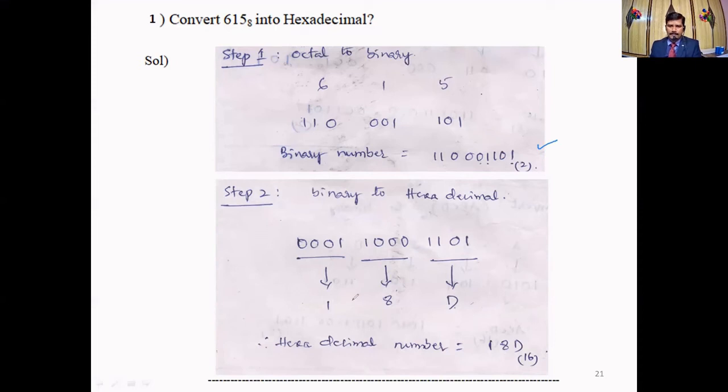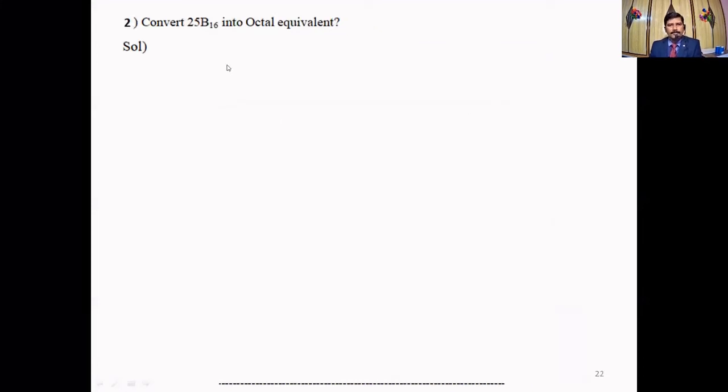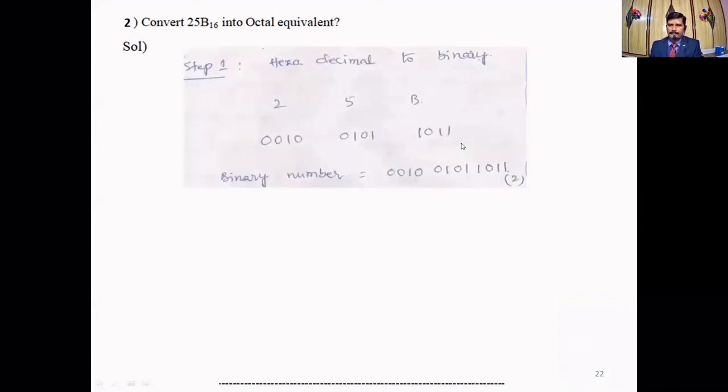So 18D is the answer. Next, 25B in base 16, a hexadecimal number, is given, and we need to convert it into octal. So first convert hexadecimal to binary, and binary to octal.